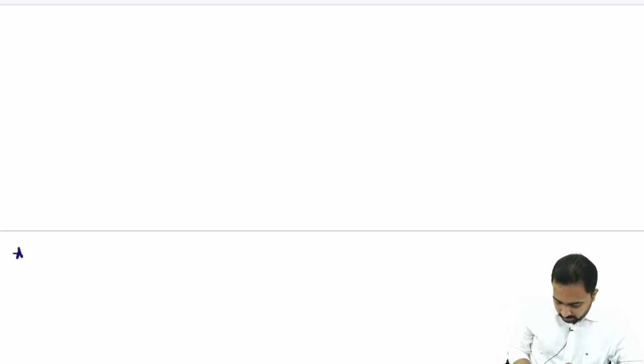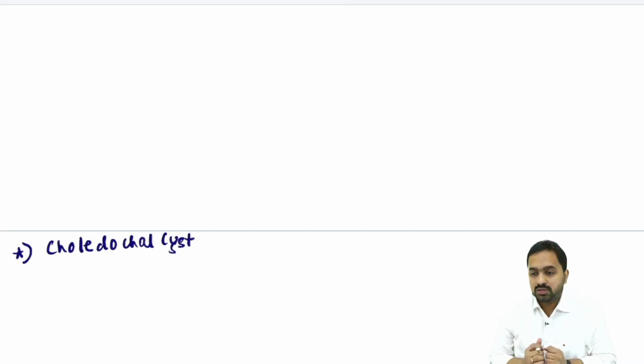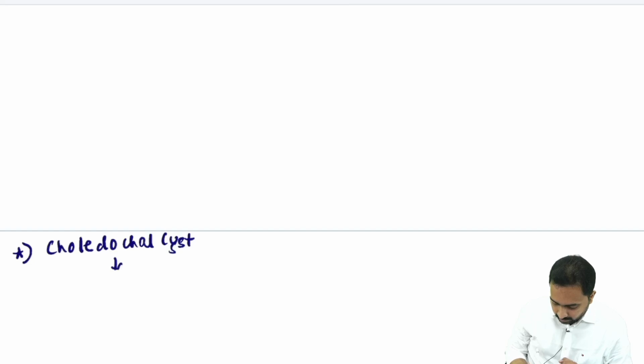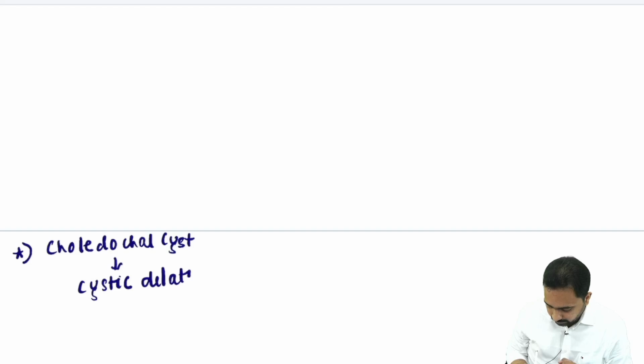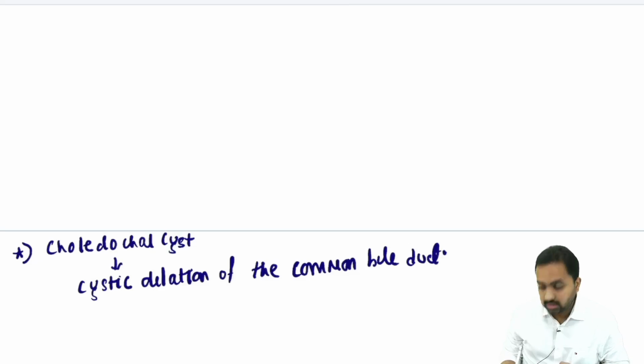Our next topic would be choledochal cyst. So, what is choledochal cyst? It is cystic dilation of the common bile duct. So, there was a gentleman called Mr.